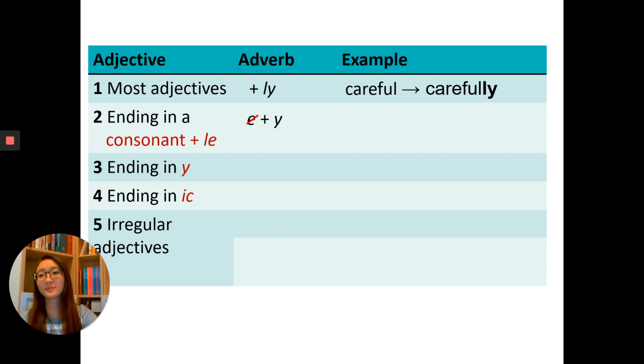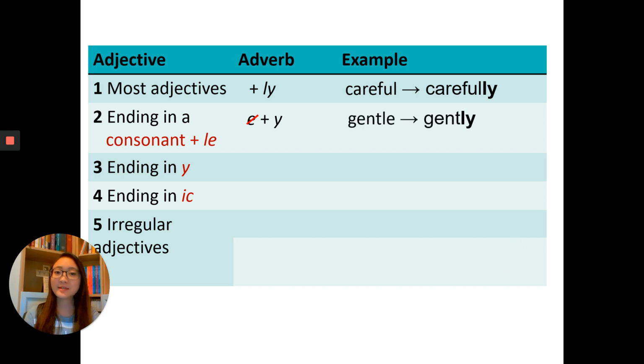If your adjective, number two, ends in a consonant, that is any alphabet letter that is not A-E-I-O-U, that is a consonant. So if your adjective ends in a consonant and the L-E letters, cancel away the E and put a Y there to spell it correctly. So for example, gentle: T is your consonant, L-E is your ending. Take the E away and add Y, and there you have it. It's your adverb. This is how you spell it correctly.